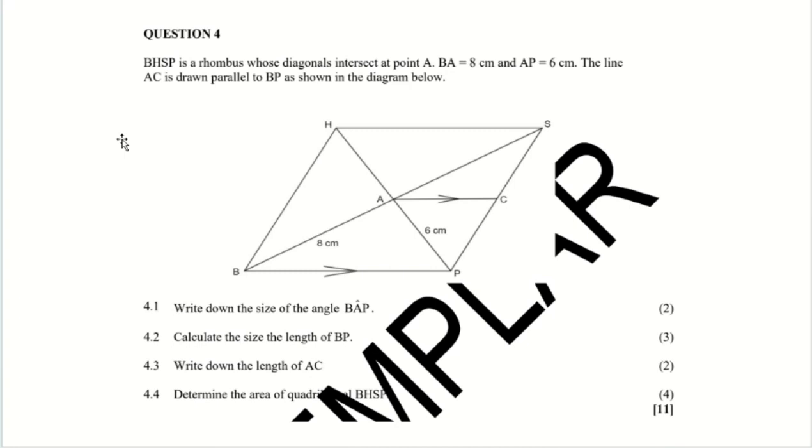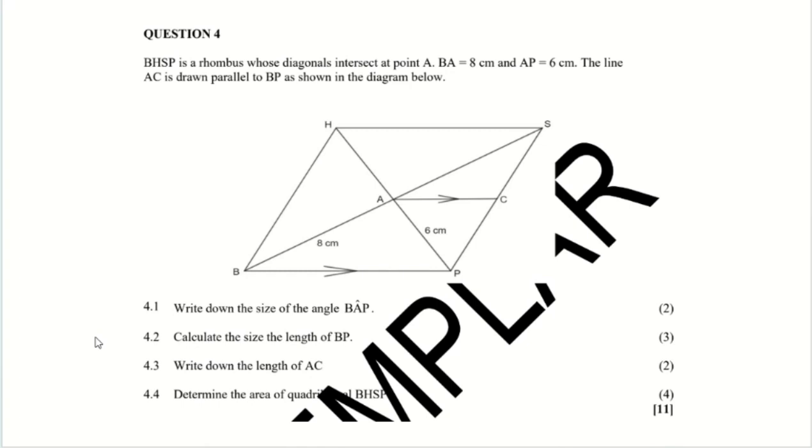Okay, so 4.1. Before we get into the questions, you are given the rhombus, and the information that was on the statement is shown on the diagram. Then 4.1 says write down the size of angle BAP, and this is for 2 marks. If you look at the question, they are not saying calculate, they are saying write down, meaning that the information is obvious on the diagram. It is there on the diagram, right?